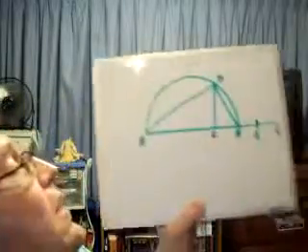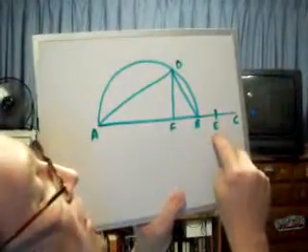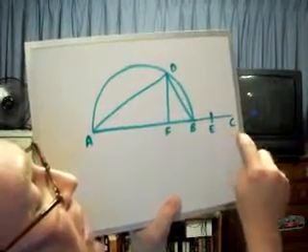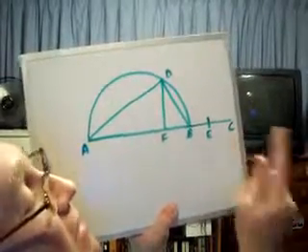Let the semicircle ADB be described on AB. Okay. So now we're drawing this semicircle. Let BC be bisected at E. That means that this line right here is the same length as this line right here. BE is the same length as EC. That's what it's saying.